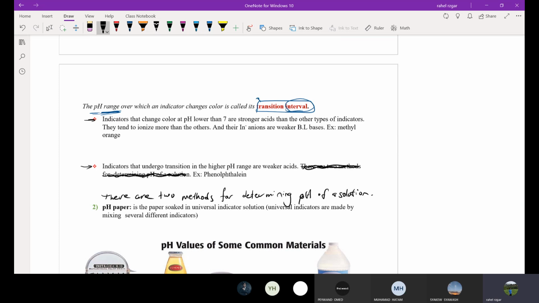These 2 points. We said all the indicators are weak acids. Please don't get confused with that. All indicators are weak acids. But they are not all equal. They don't have the same strength.